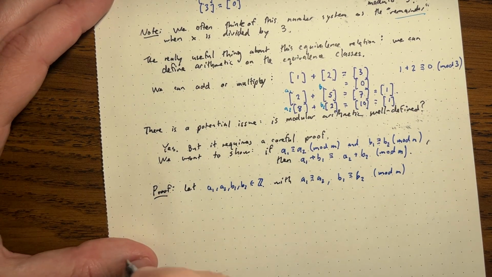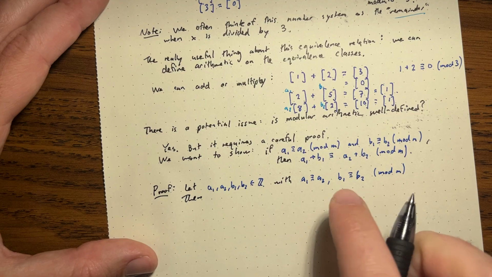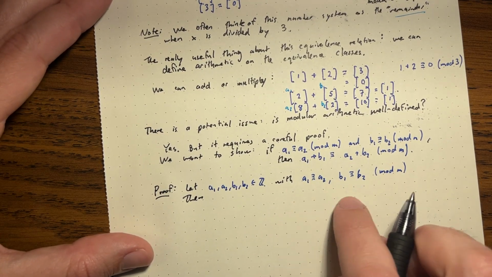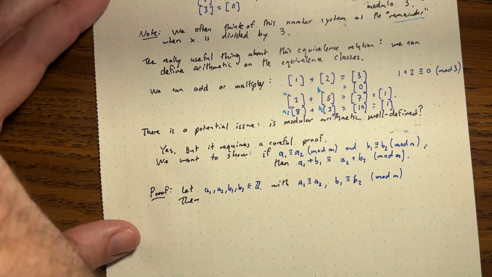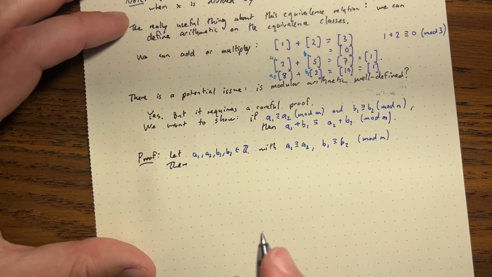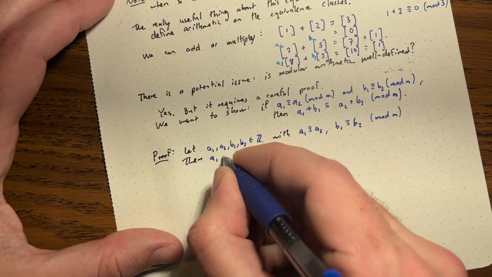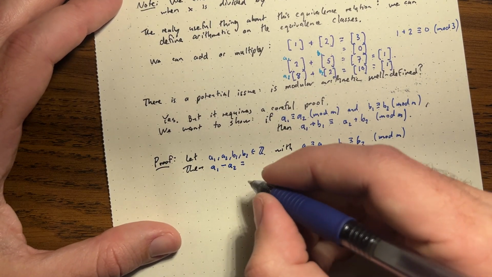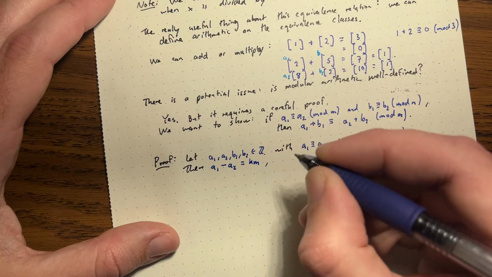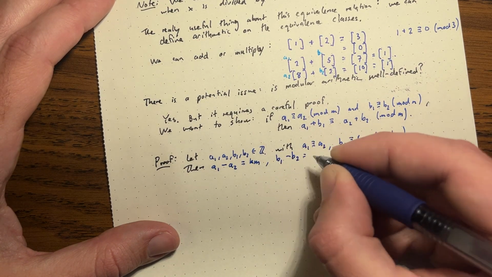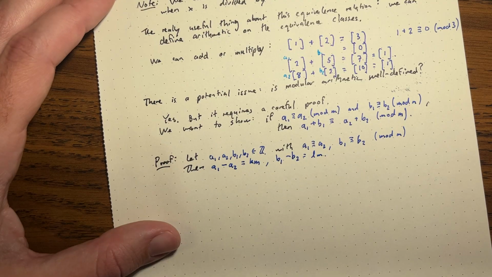And then, let's just write out the definition, right? That's usually how you start a proof if you're not sure what to do. Just try writing out the definition. So what does this mean? A1 is congruent to A2 mod M. It means A1 minus A2 is a multiple of M, right? This equals kM for some k in Z, and it also means that B1 minus B2 is lM.